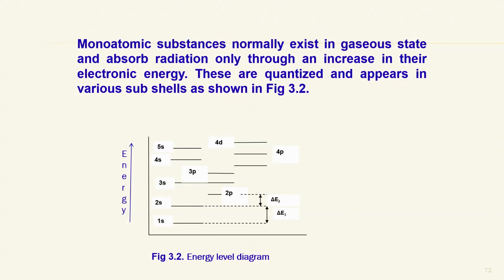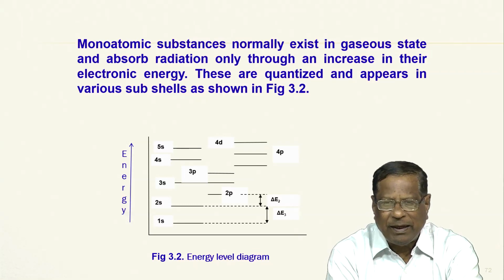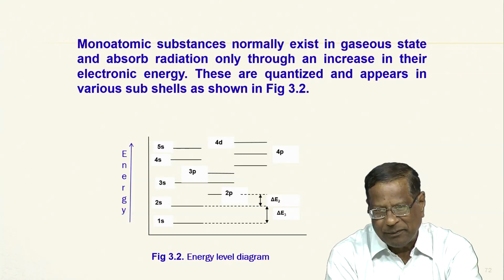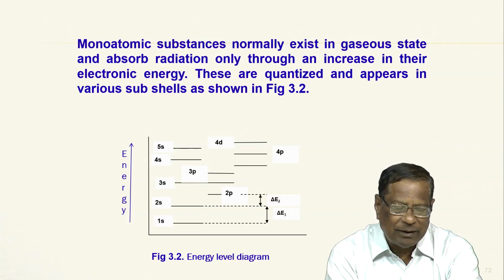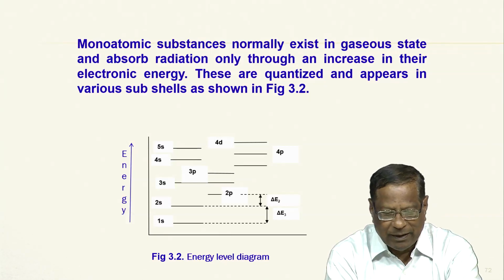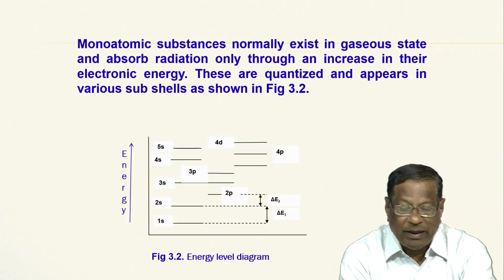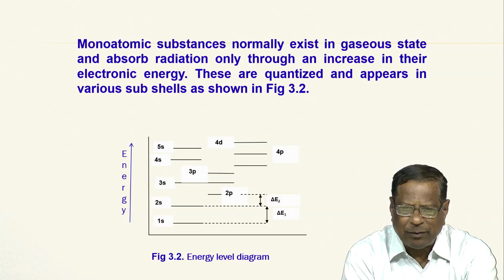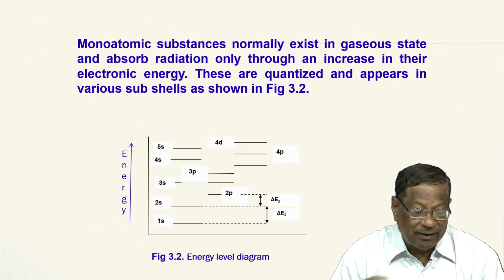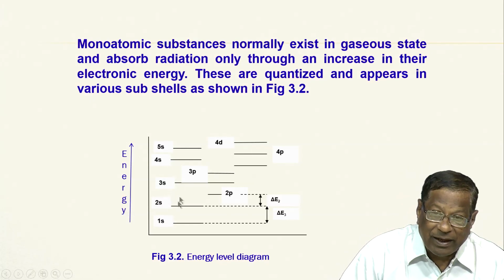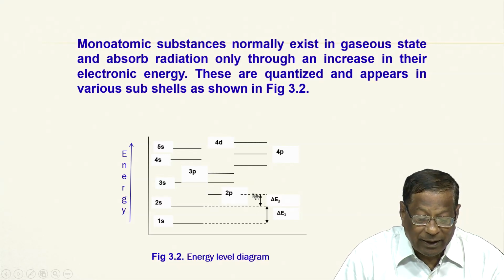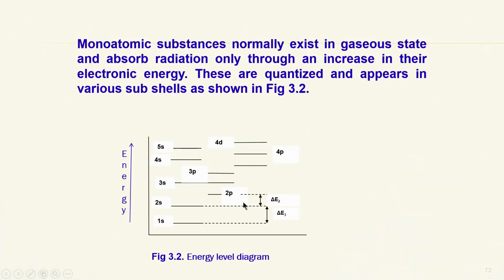Okay. So, for monoatomic substances, that means atoms with a single element, that is hydrogen for example, or nitrogen, such substances normally exist in gaseous state, with very low atomic weight, atomic number, etc. They all stay in gaseous state, and they absorb radiation only through an increase in their electronic energy, that is the energy level between 1s, 2s, 3s, etc. Okay, the transition between 2s and 2p, 3s and 3d, like that does not happen.